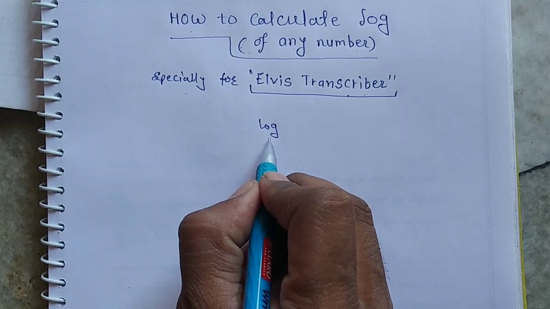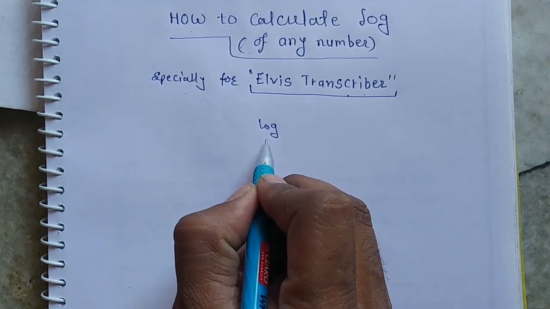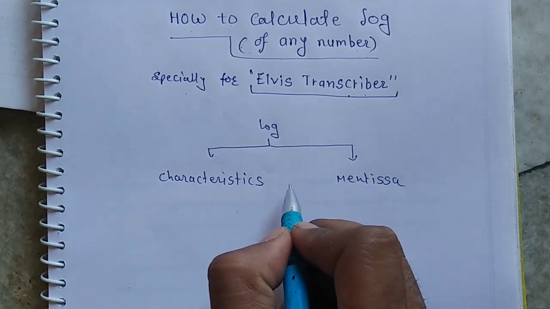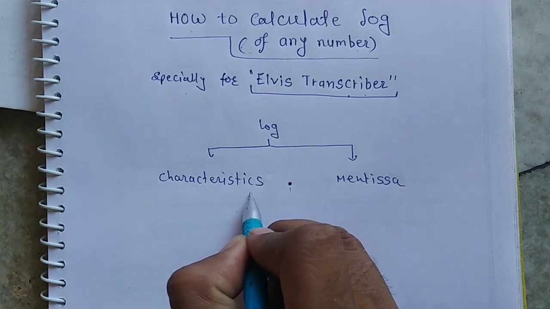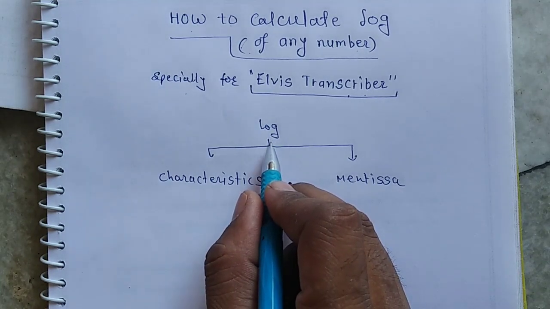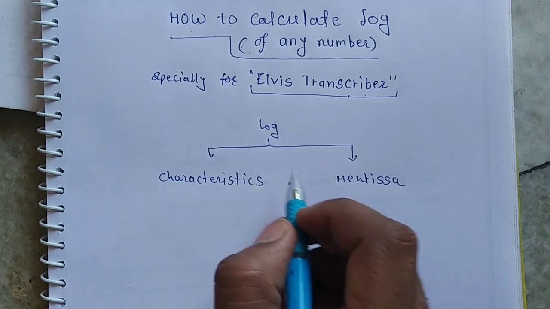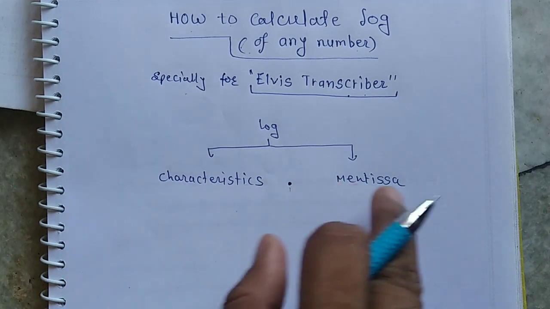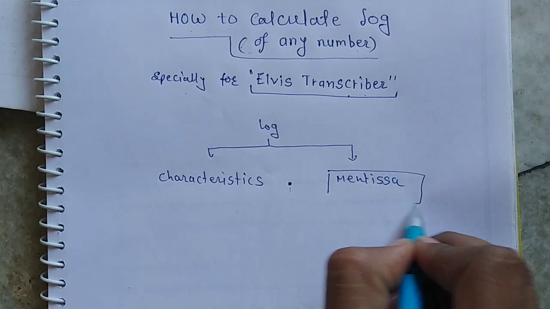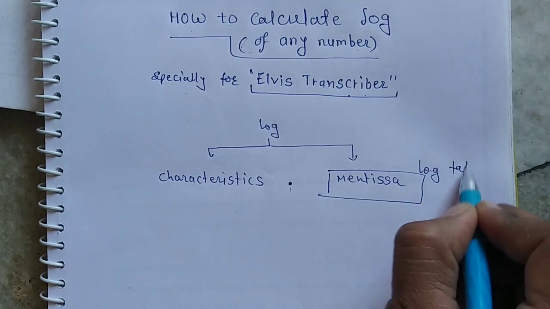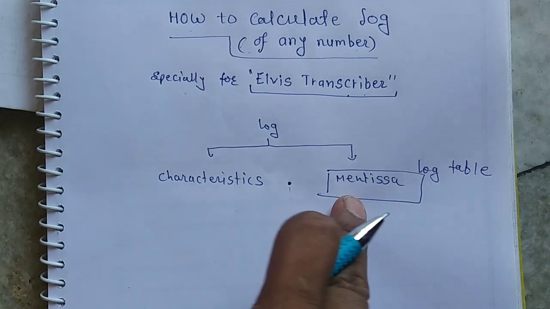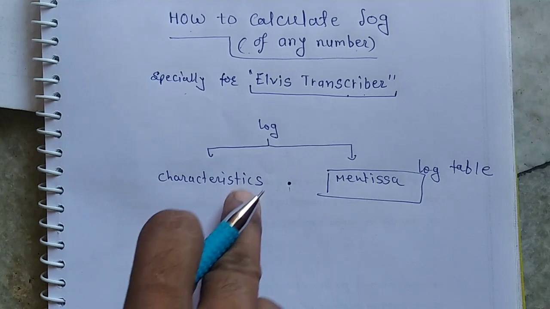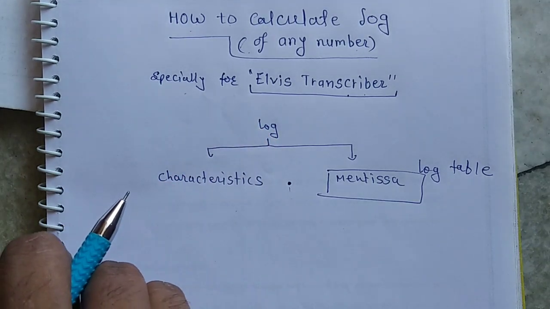If you find the log of any number, there are two main parts. One of them is the characteristic and the other one is the mantissa. The characteristic is the part before the decimal when you find the log of any number. We will discuss some examples in this video. The part after the decimal is called the mantissa. So we are to find the characteristic and mantissa. The mantissa is found from the log table. Remember, by using the log table we can find the mantissa, and the characteristic can be found by seeing the number whose log is to be calculated.